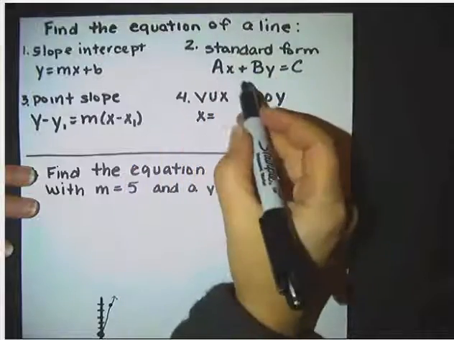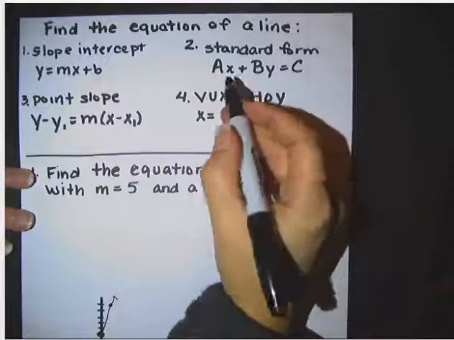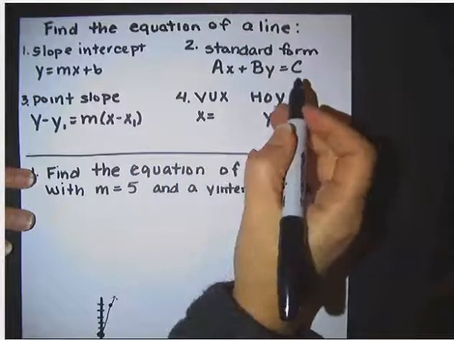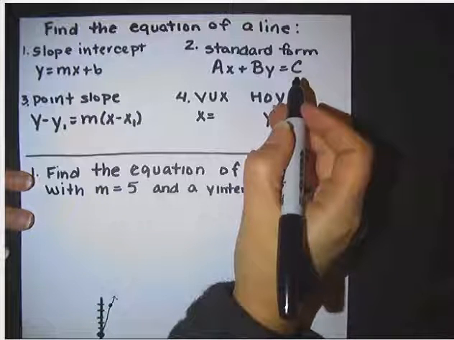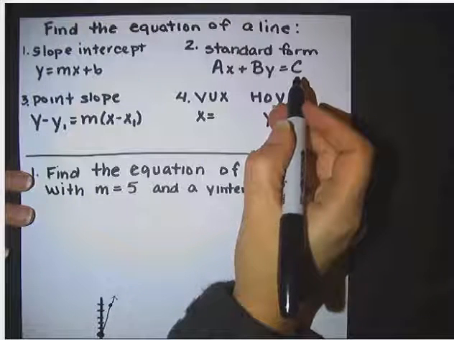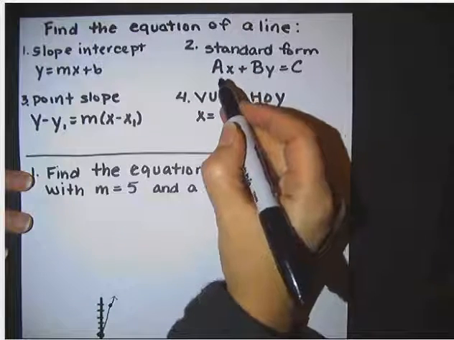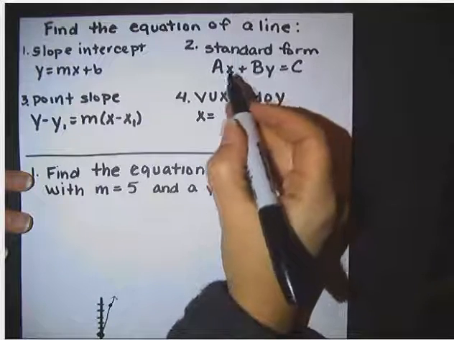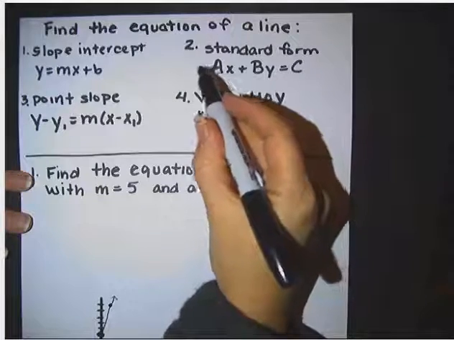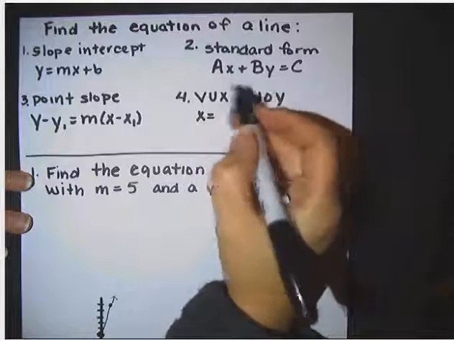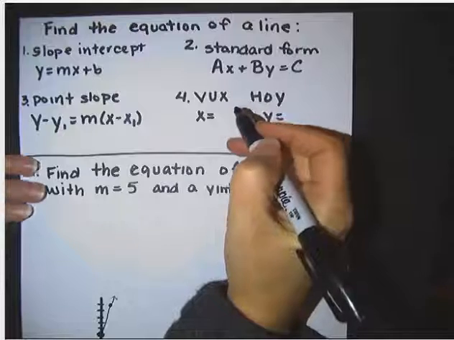Standard form, we rarely start with standard form, but know that a, b, and c cannot be fractions. They have to be integers to be truly in standard form, and a cannot be negative. So if you look through your worksheet and you have standard form where there's a negative out in front of this, that will not be correct. You need to multiply through by a -1.